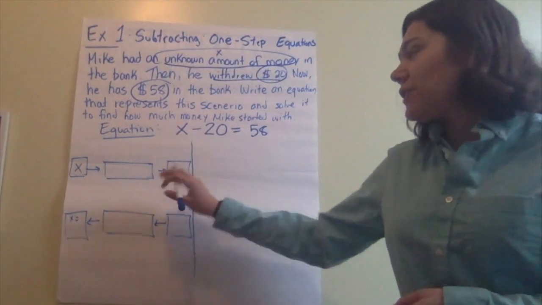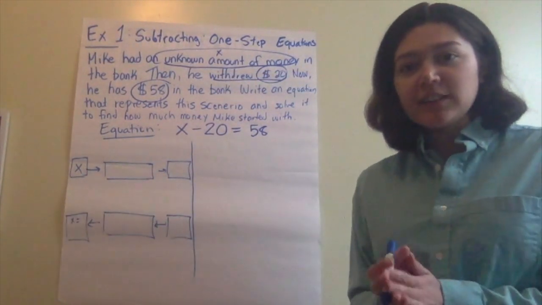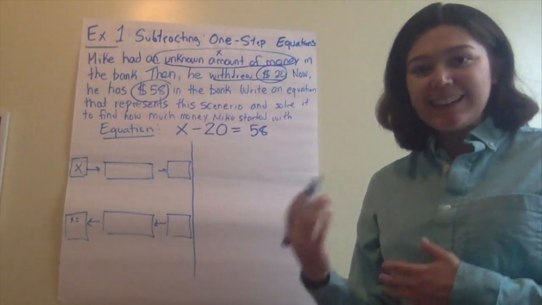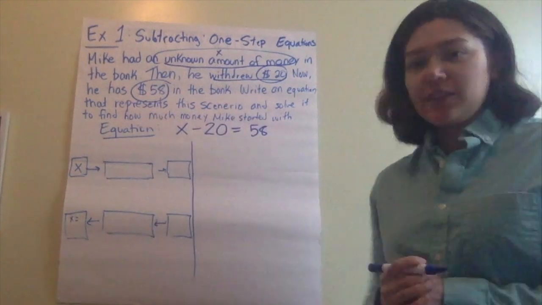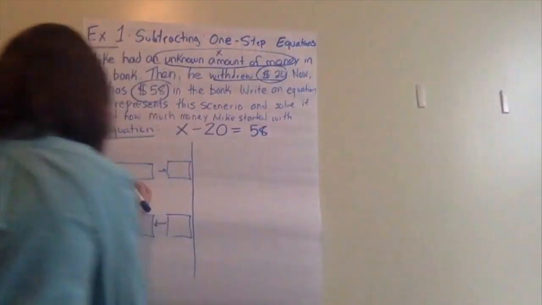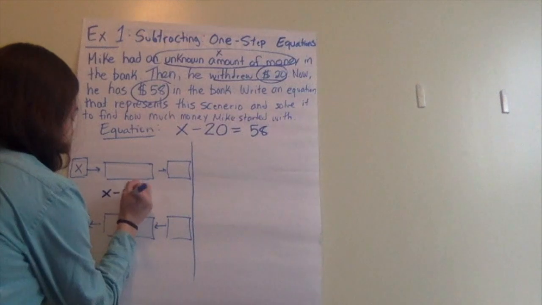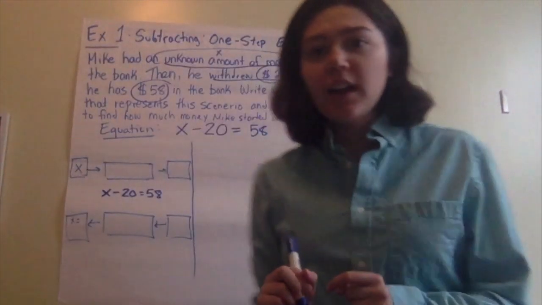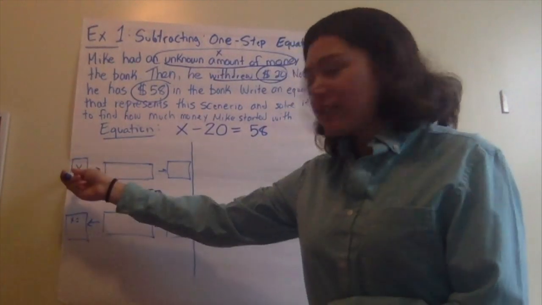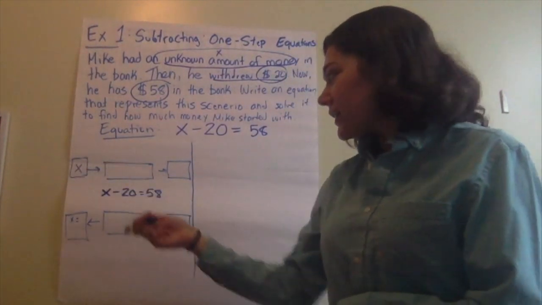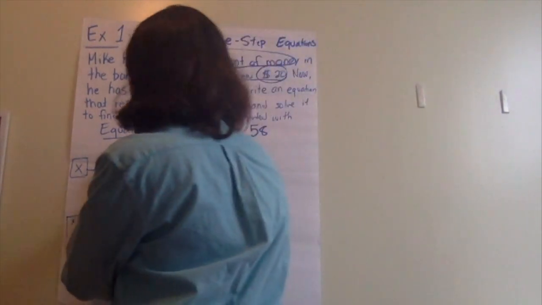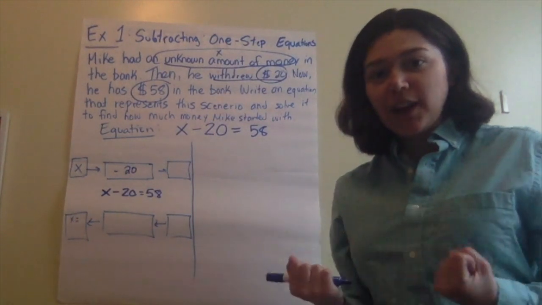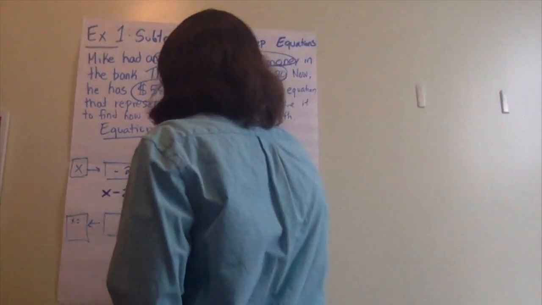Okay, so we're going to look at two ways to do it. One is with this flow chart, which really looks at the process of how we undo, or take the inverse of, whatever's going on in our equation. So our equation here, I'm going to write it in the middle, is x minus 20 equals 58. The flow chart is saying, I start with x. What happens to my x? Well, I can see right here, I subtracted 20. So that's what I'm going to write there. I started with x, I've subtracted 20, and that led to giving me $58.